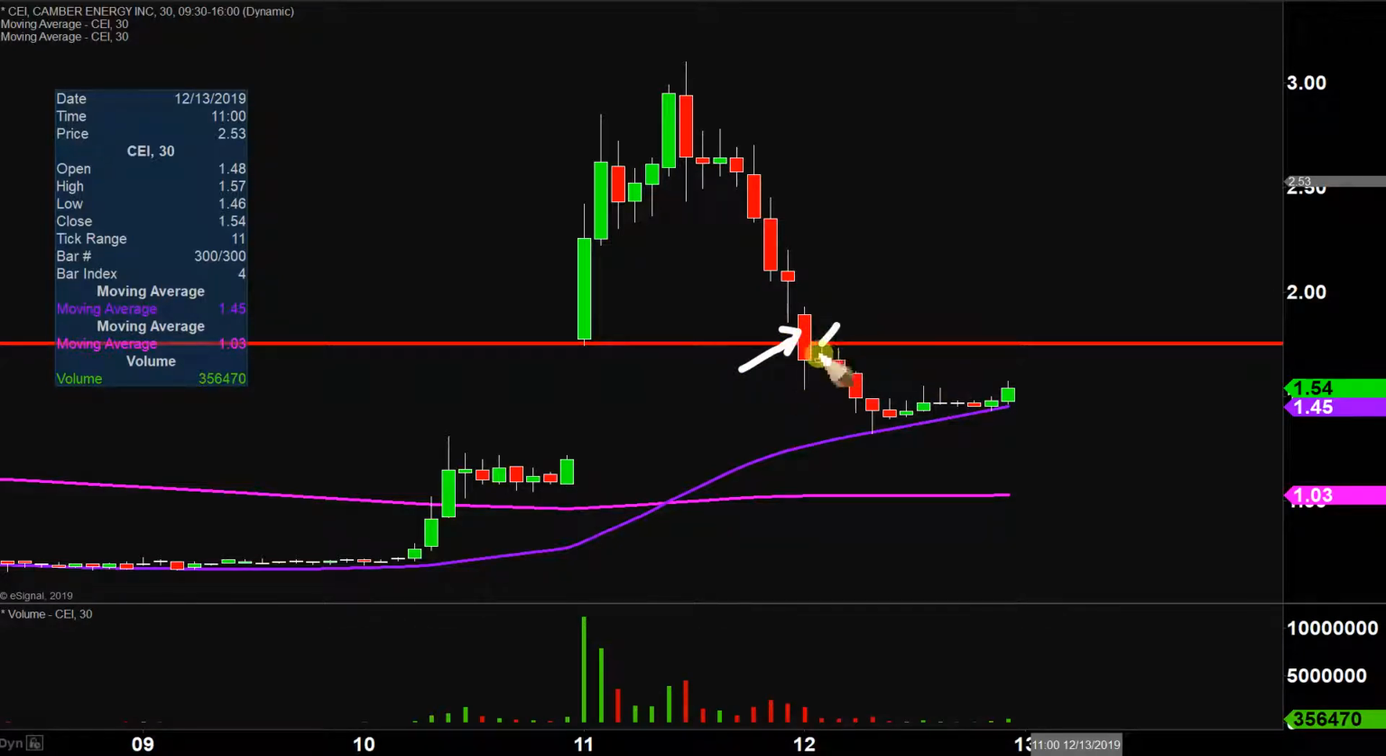And then you can see, not once but twice actually, the price tried to get up above that level, couldn't do it, and then from there ultimately failed and back down it went. So $1.75 is going to be that near-term level of resistance to watch going into Friday.